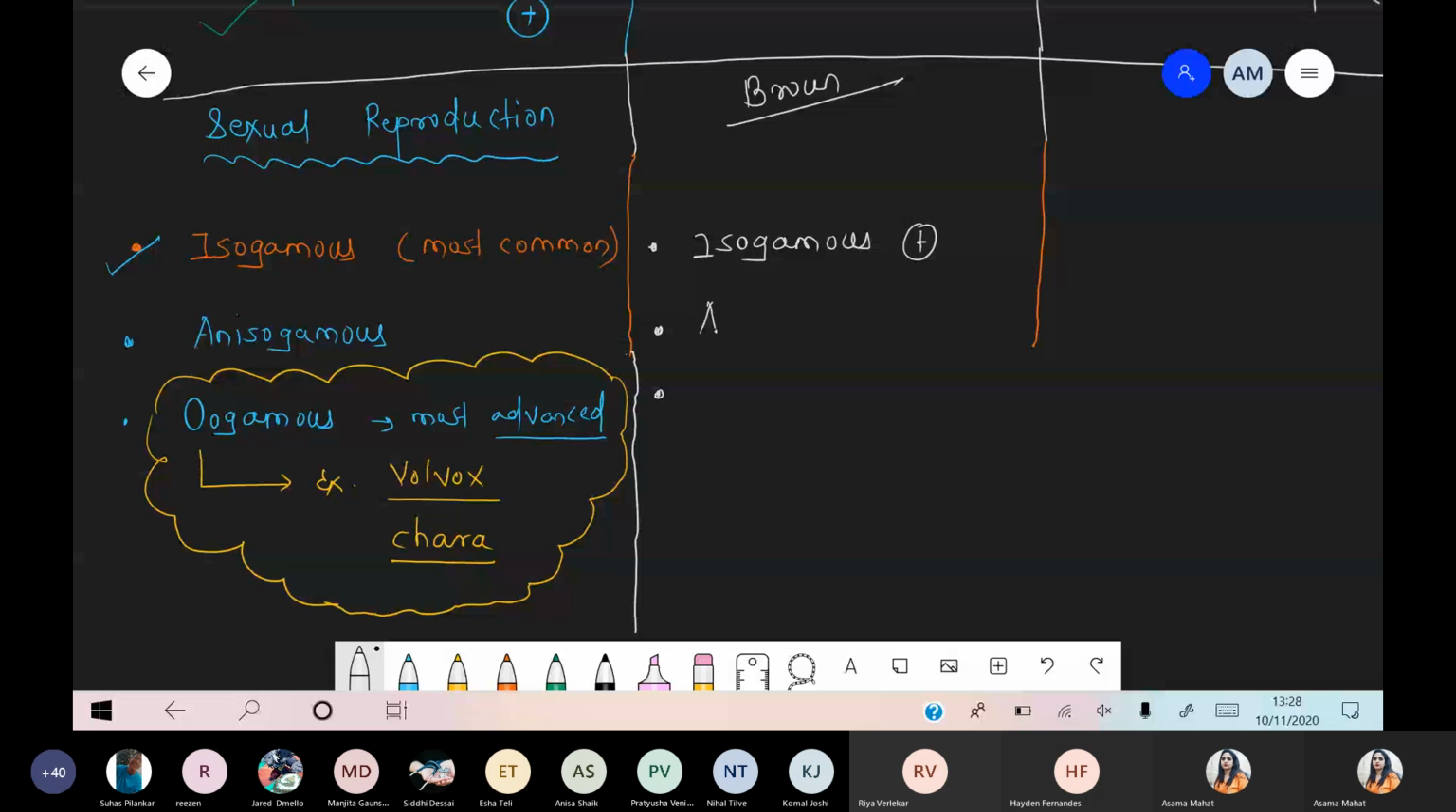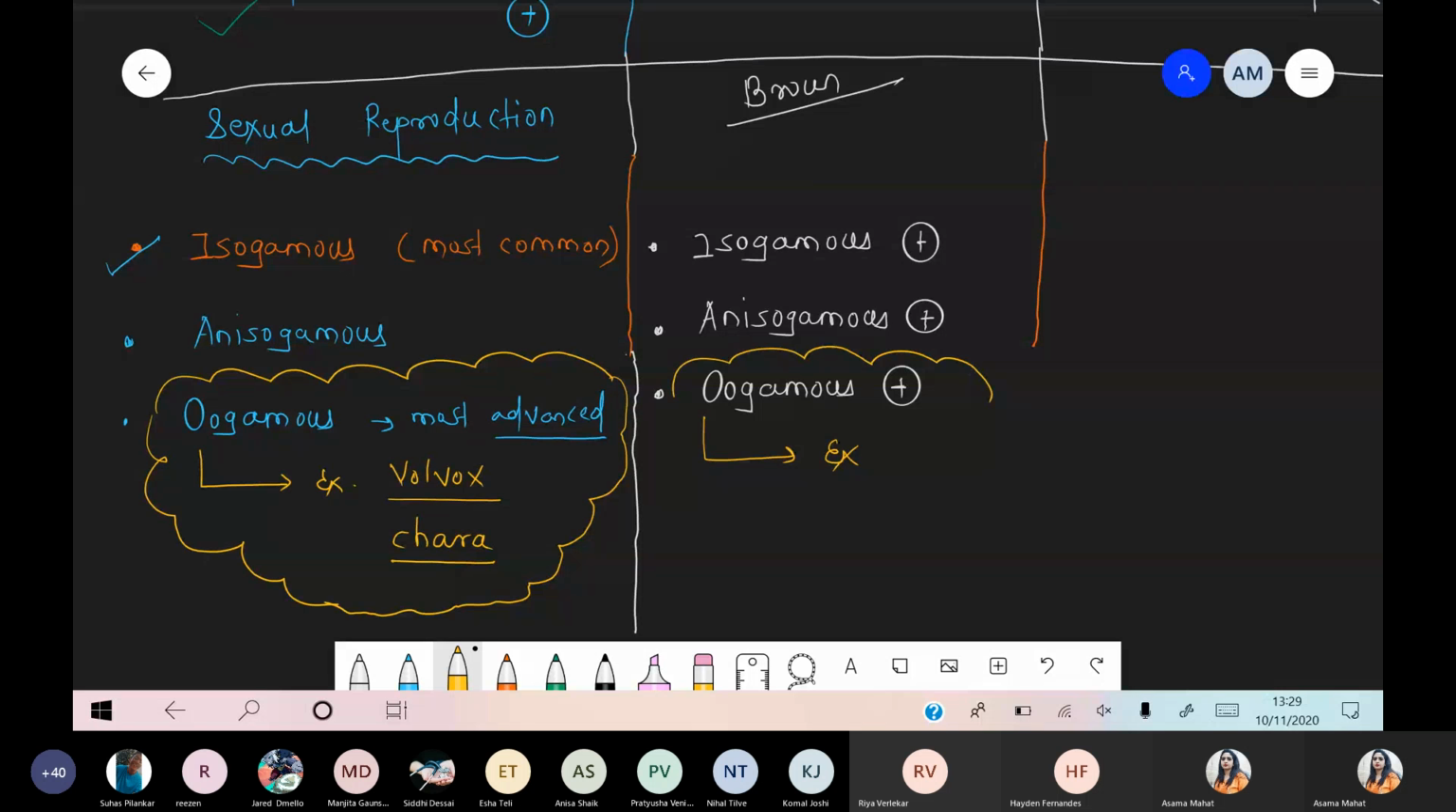Oogamous method. Quickly, we are taking a few examples which come under the oogamous technique, and under the oogamous we are taking one example, that is Fucus. Fucus shows the most advanced type of sexual reproduction, the oogamous type. Now, very unique with respect to red algae.